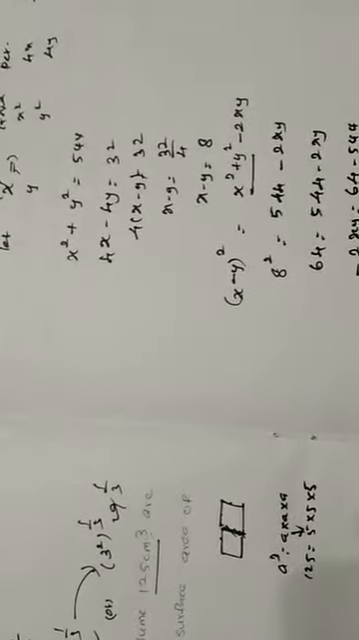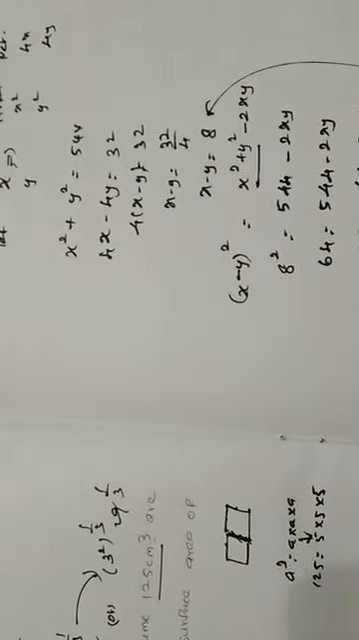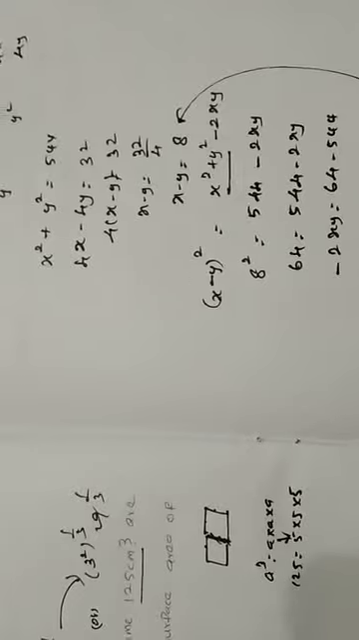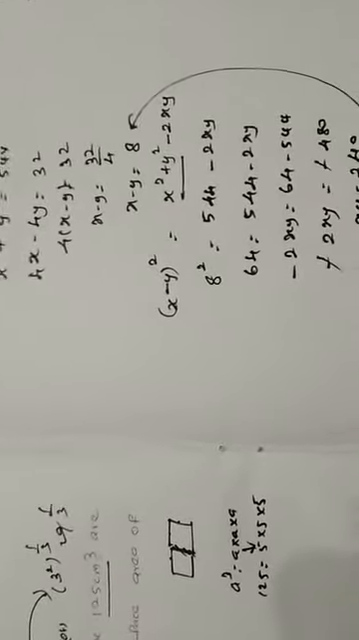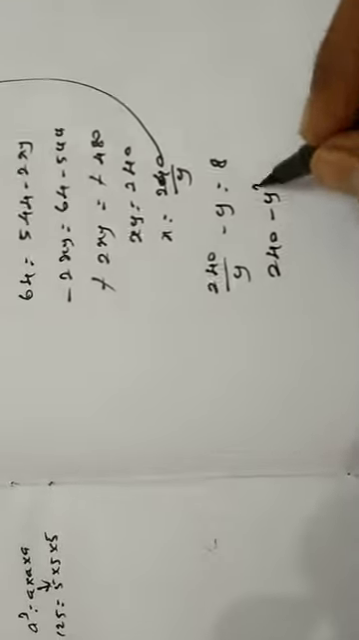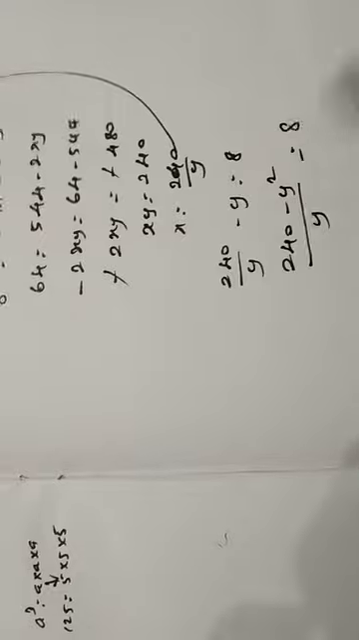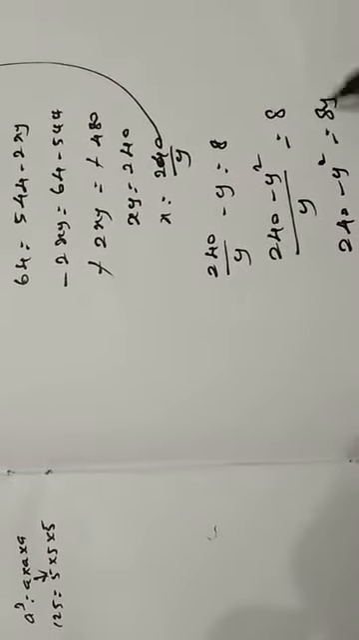So x is equal to 240 divided by y, in any one equation. So in x minus y, I am going to substitute x, so 240 divided by y minus y equal to 8. So after LCM, 240 minus y square divided by y equal to 8. So 240 minus y square equal to 8y.